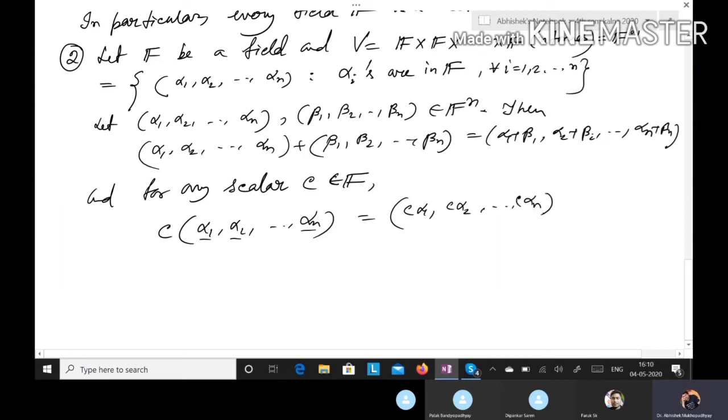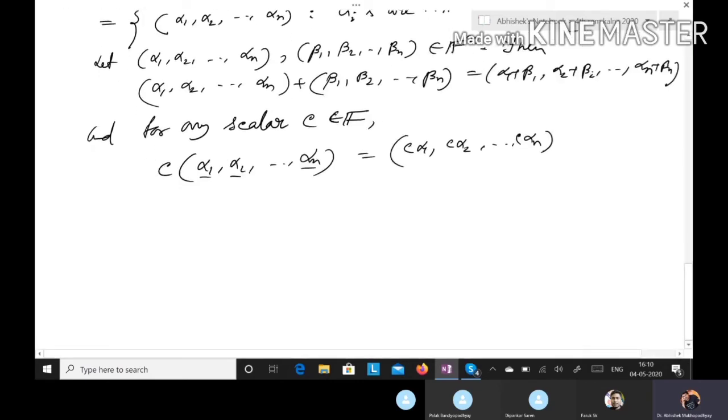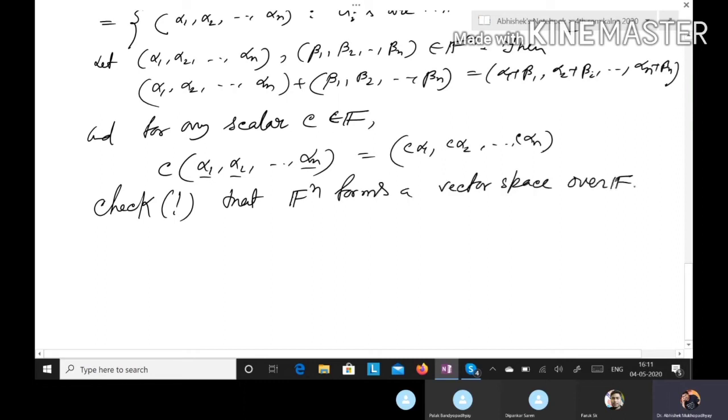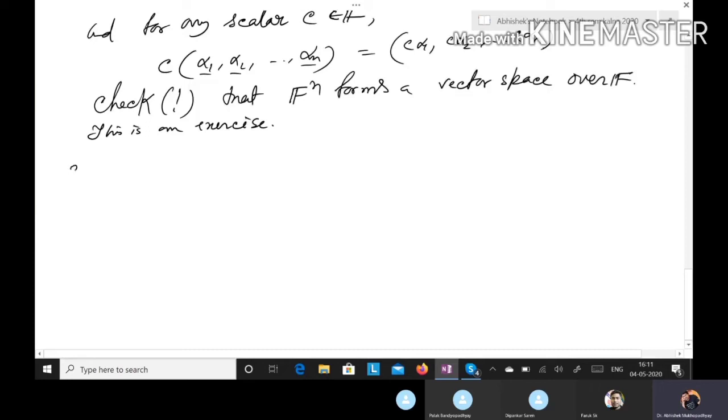And with respect to these two operations defined in this way, one can easily check that Fn forms a vector space over the field F. So this is your task, to check that this Fn forms a vector space over F. This is an exercise. So these examples are basic.